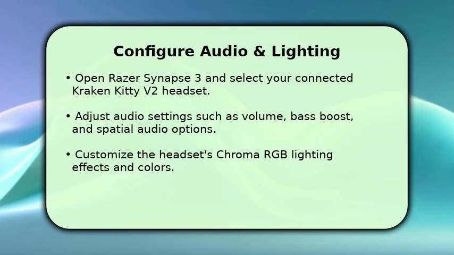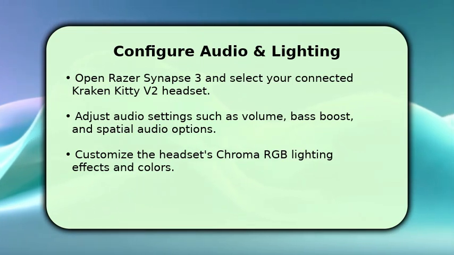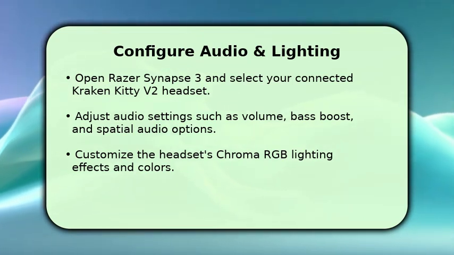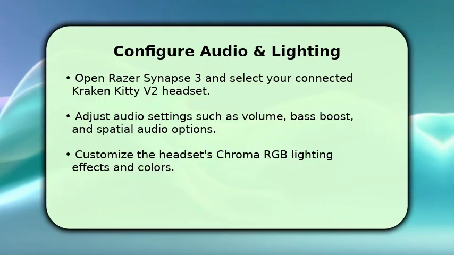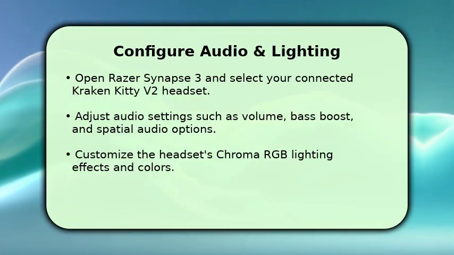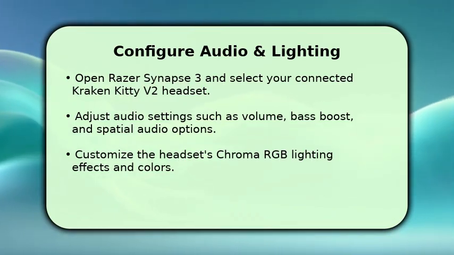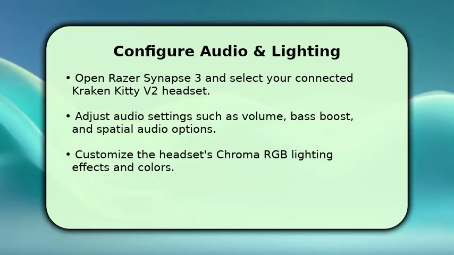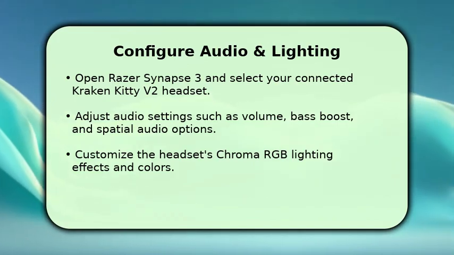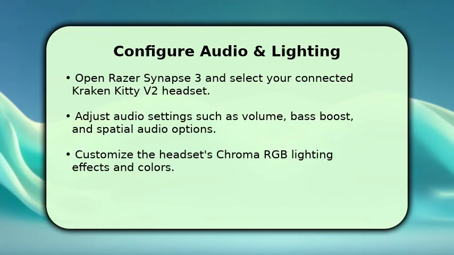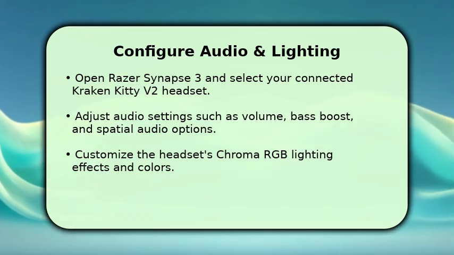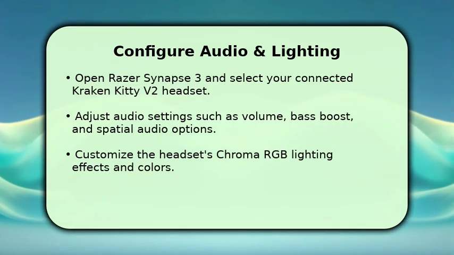With Synapse 3 installed, it's time to personalize your headset. Open the application and select your Kraken Kitty V2 from the list of connected devices. Here, you can fine-tune your audio experience, adjusting volume levels, enabling bass boost, or activating spatial audio for immersive sound. You also have full control over the iconic Chroma RGB lighting, allowing you to choose from millions of colors and various effects. Don't forget to save your favorite configurations to a profile.